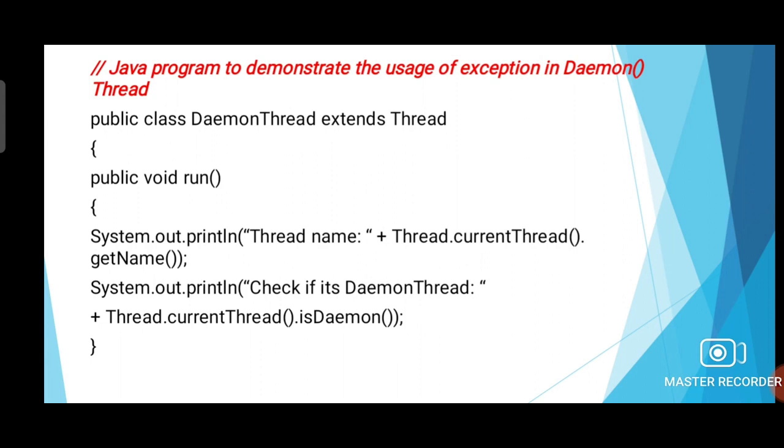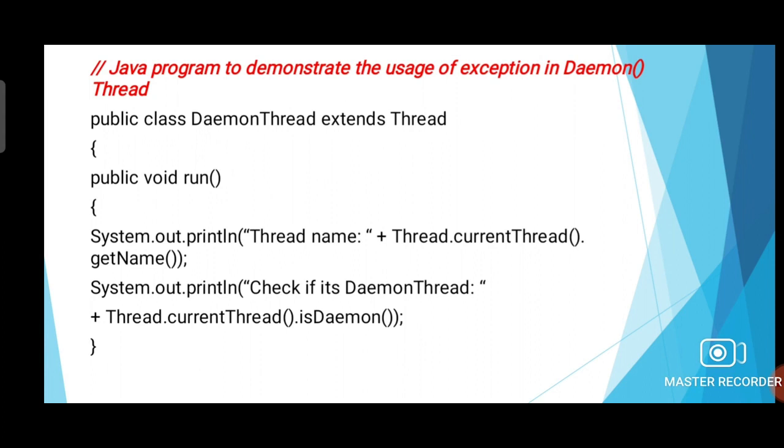The thread name will be accessed with the help of the method getName, which is accessed from the method currentThread. It comes from the base class Thread. So we are applying the method in this fashion: Thread.currentThread().getName(). The current thread name will be retrieved and printed under the run method. Then we have one more System.out.println method.